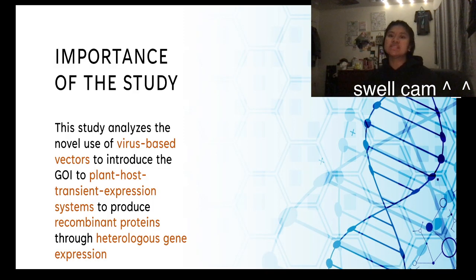So the importance of this study is to analyze the novel use of viral-based vectors to introduce the gene of interest to plant hosts by transient expression to basically produce a recombinant protein through heterologous gene expression. They study first generation and second generation as well as analyze biosafety considerations.